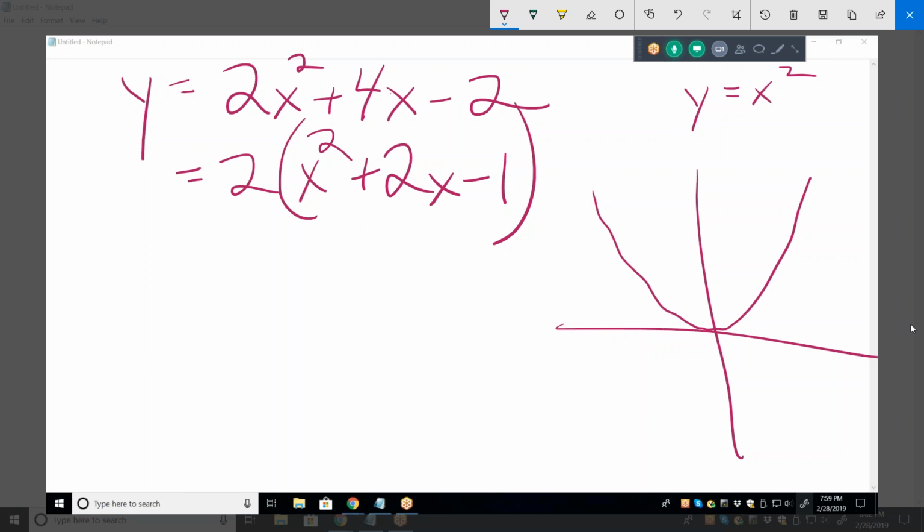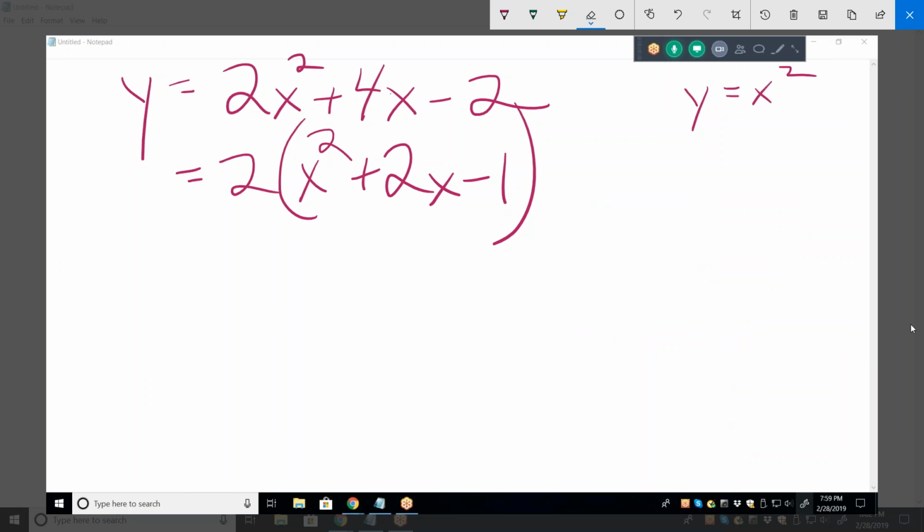Well, we can identify the vertex. It's not this function here. We have to do something called completing the square. You heard of that? No. Really? What are they doing giving you this problem? No clue.